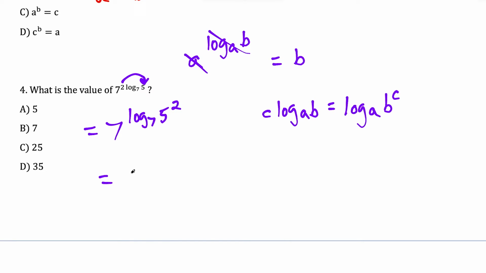And now this would simplify as 7 to the log base 7, and then we have 5 to the second power is 25. And now I could use this inverse idea that 7 and log base 7 are inverse functions. They are opposites. They cancel out nicely. And we're left with 25. So our solution here is choice C.